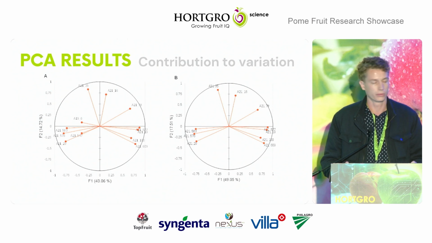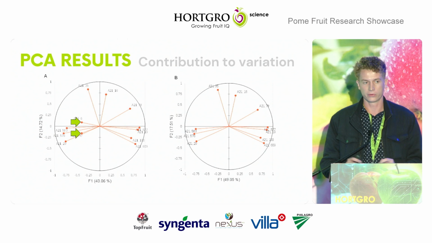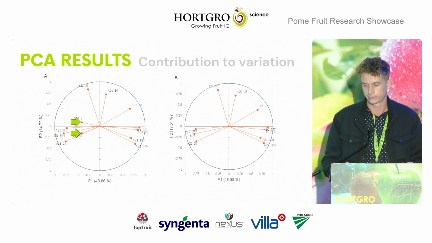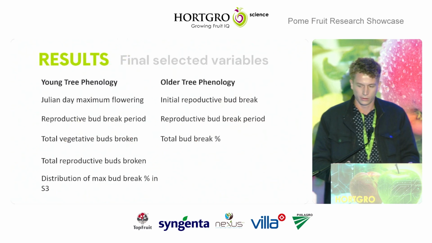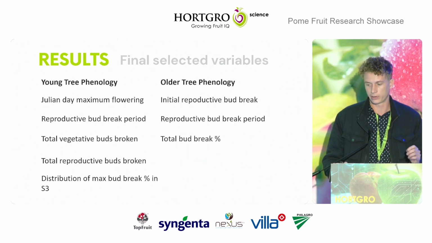This figure shows the results for the principal component analysis, and we excluded any variables that contributed the least to the total variation of all the selected variables. This was done until the contribution to the total variation of all the variables was close to 70%. These tables show the final selected indicators of adaptability for the young tree phenology and for the older tree phenology. These variables were also then used within the indexing calculation in order to quantify adaptability.